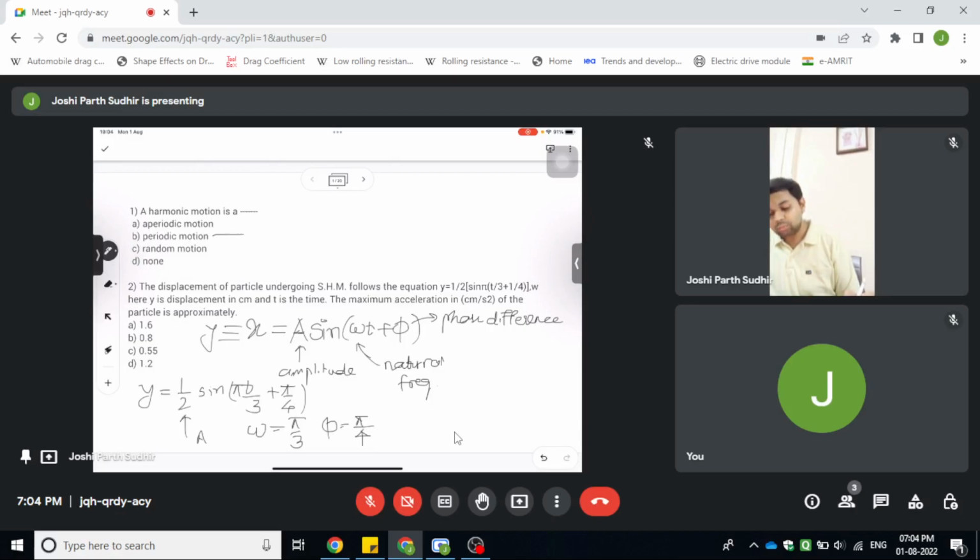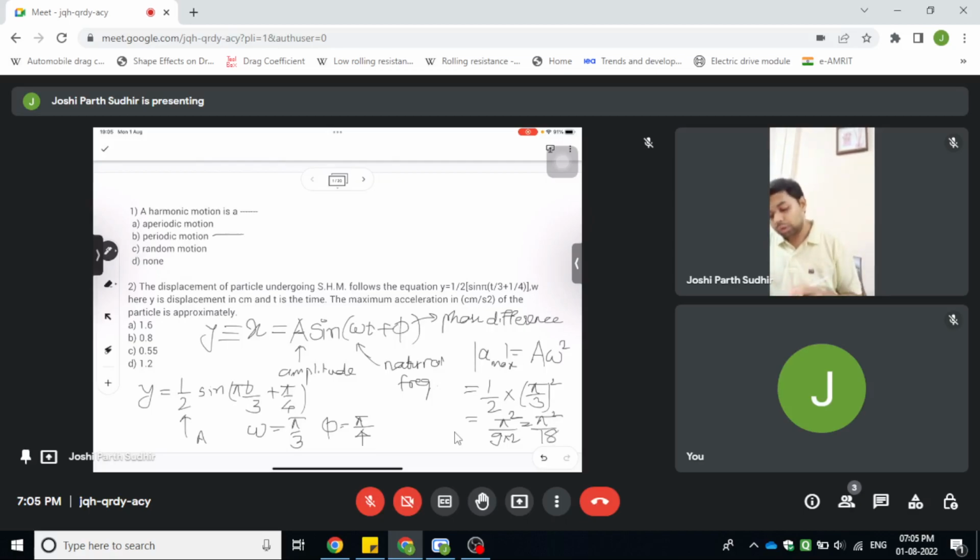Now we have been asked what is the maximum acceleration. In simple harmonic motion, the restoring force is proportional to the displacement, and it acts in the direction opposite to the motion. Therefore the maximum acceleration is proportional to the amplitude and also proportional to the square of the frequency. The magnitude of the maximum acceleration is given by a into omega square, where a is the amplitude and omega is the natural frequency. Here it will be half into pi by 3 whole square, which is pi square by 9 into 2, which is pi square by 18.